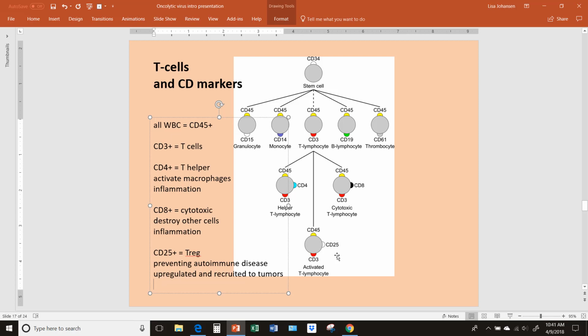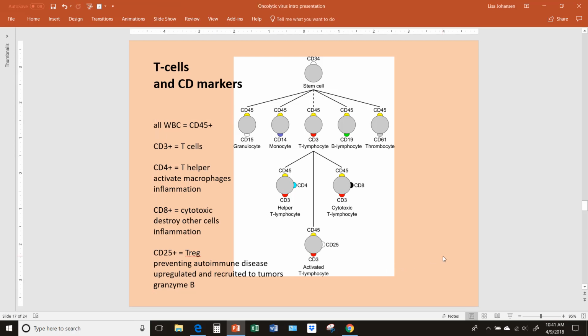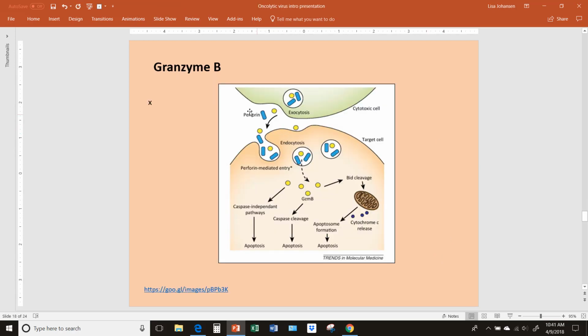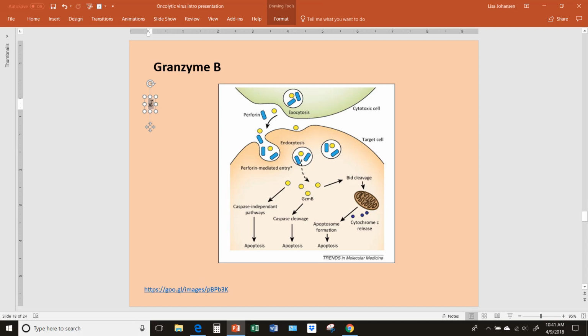The other interesting thing about Tregs is they produce something called granzyme B. So let's look at that. Granzyme B is called a serine protease, so it cleaves proteins at the serines, and its job is to activate apoptosis. So I'll be honest with you, I think it's a little confusing about the role of Tregs in cancer.